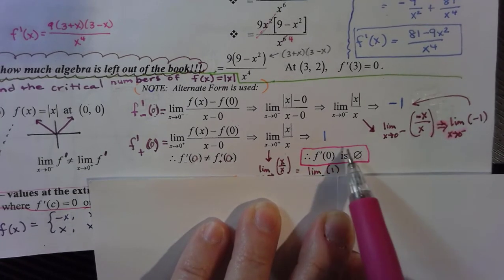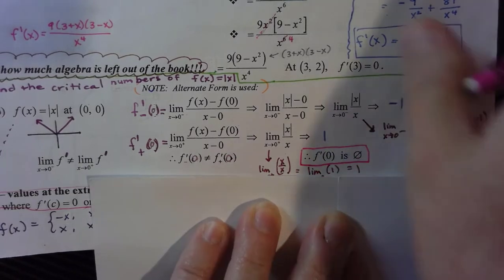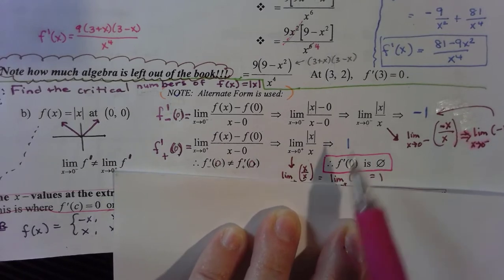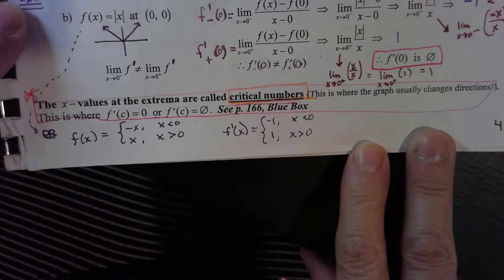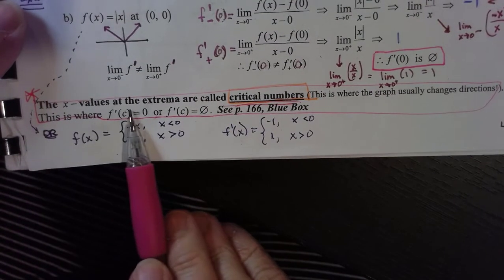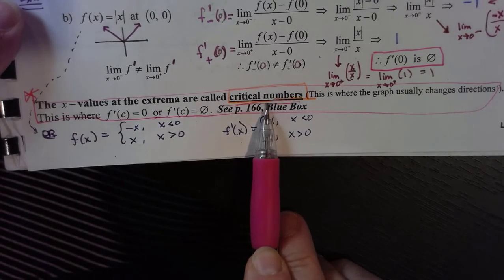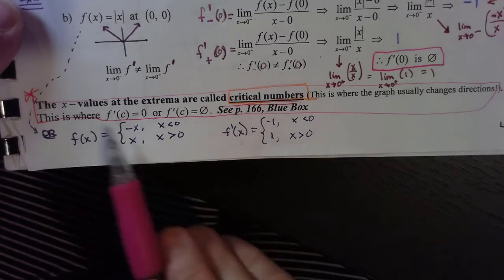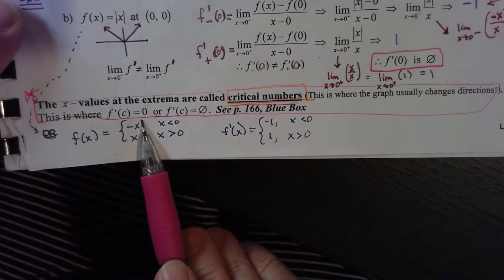And that's a really important thing. The function itself is continuous, but the derivative from the left side of it is not equal to the derivative from the right side of it. The x values at the extrema are called critical numbers. This is where the graph usually changes directions. Not always, but it is going to be where f prime of c is 0 or f prime of c is undefined.